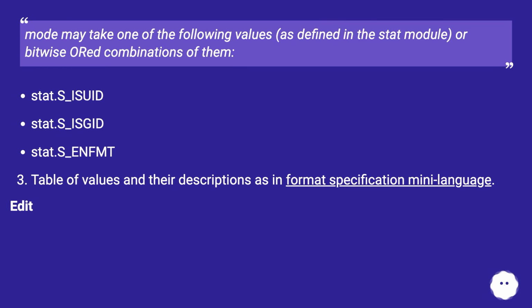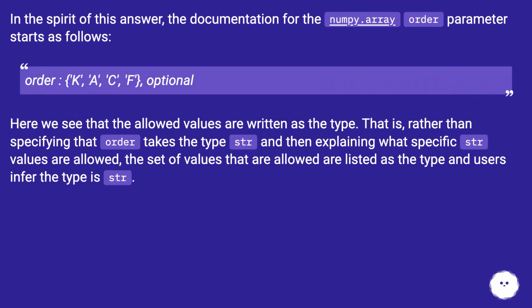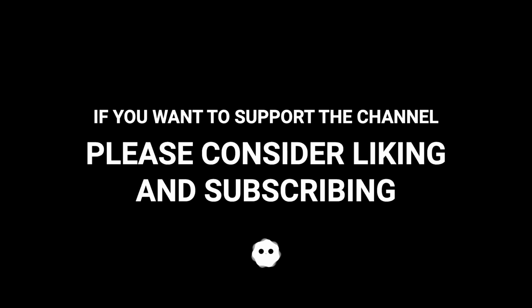Edit: in the spirit of this answer, the documentation for the numpy.array order parameter starts as follows: order : {'K', 'A', 'C', 'F'}, optional. Here we see that the allowed values are written as the type. That is, rather than specifying that order takes the type str and then explaining what specific str values are allowed, the set of values that are allowed are listed as the type and users infer the type is str.